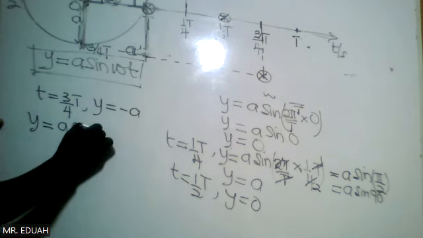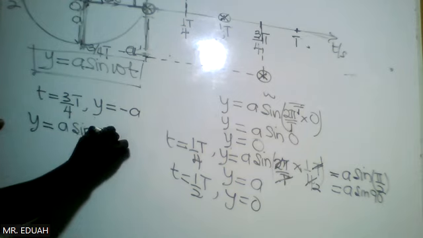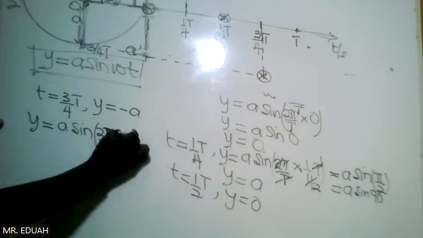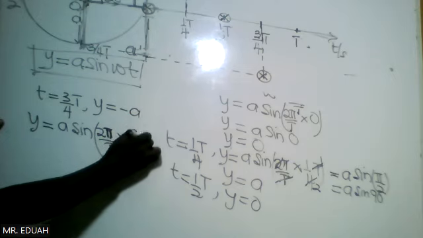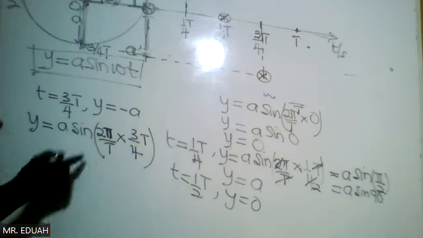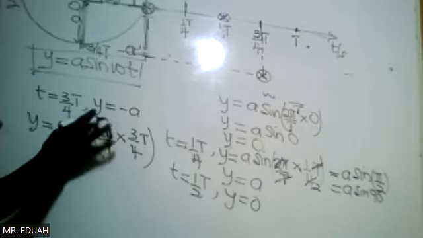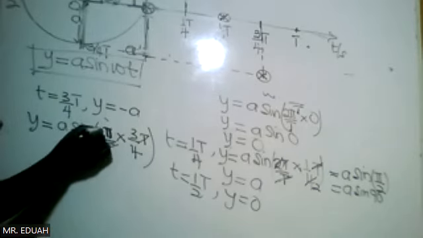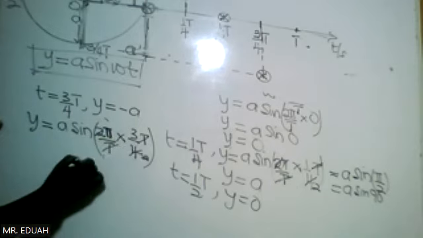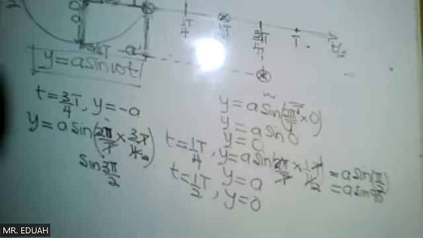Omega is equal to 2 pi on T. Then the time is 3/4 of the period. So if you substitute the value of omega, the T cancels, and you have sine of 3 pi on 2. And what is 3 pi on 2?